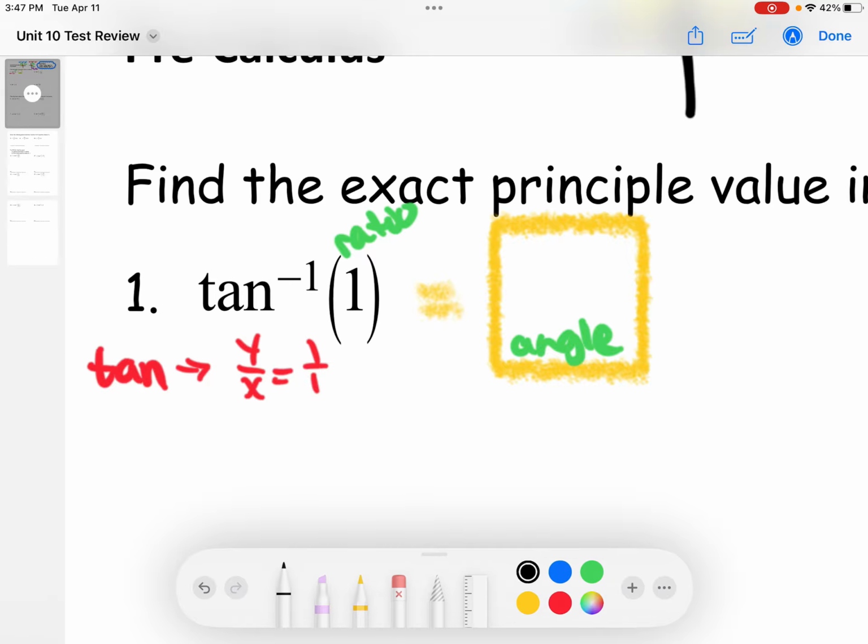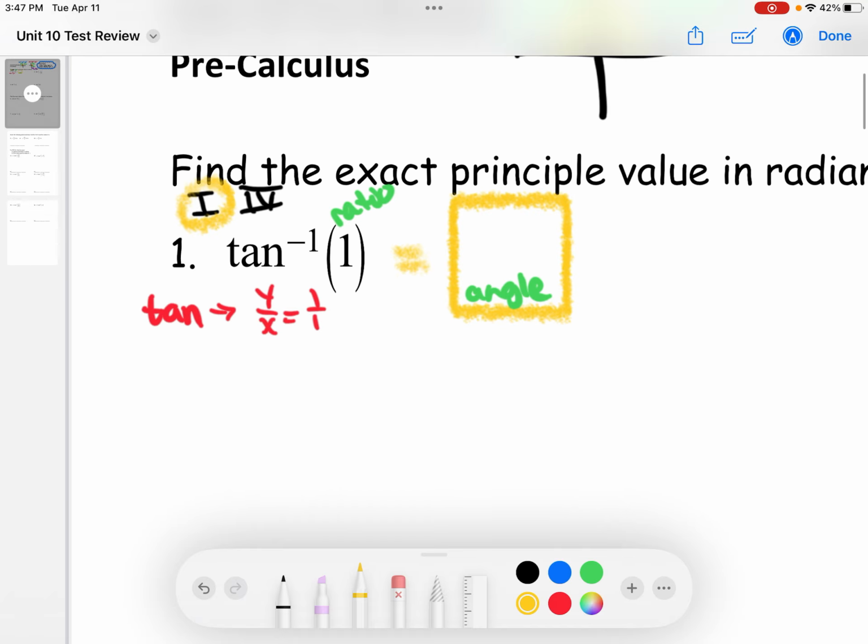Also remember that tangent inverse has principal values in quadrants 1 and 4. Because this is a positive ratio, it will be quadrant 1. Positive ratios will always be in quadrant 1 for principal inverse values. So if x and y are both 1, what that means is that the legs are the same, and so that automatically gives us our 45, 45, 90 triangle.